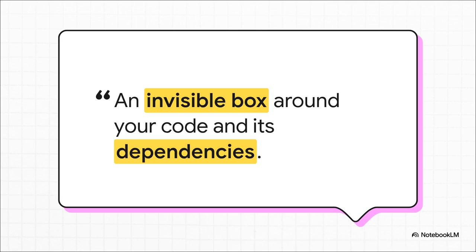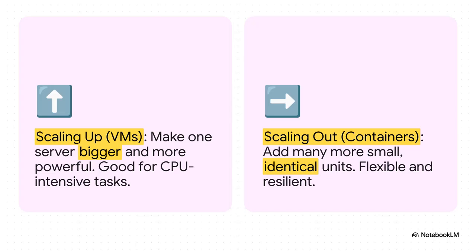And the magic of this is, that box will run the exact same way on your laptop, on your coworker's laptop, on a test server, or in production in the cloud. No more, well, it worked on my machine problems. Now, this whole box idea completely changes how we think about handling more traffic. With a VM, the old way was to scale up. If you needed more power, you just made your one server bigger and beefier. But with containers, we scale out. We just add more boxes.